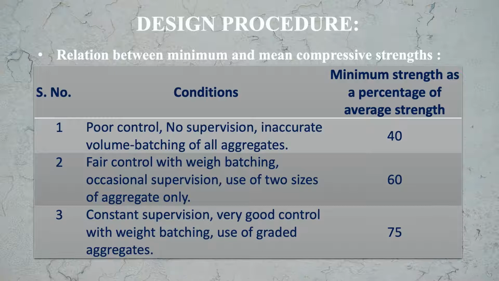But if you go to the other conditions where you have the fair control with weigh batching, occasional supervision and use of two sizes of aggregates only, then in that case the minimum strength as percentage of average strength will be 60%. Then third case, where we have the constant supervision, very good control with weigh batching, then in this situation the minimum strength as percentage of average strength will be 75.